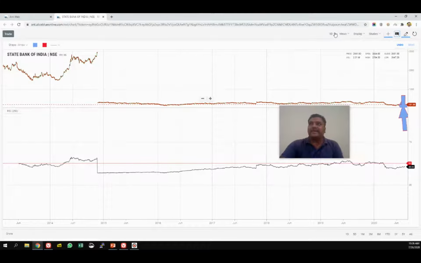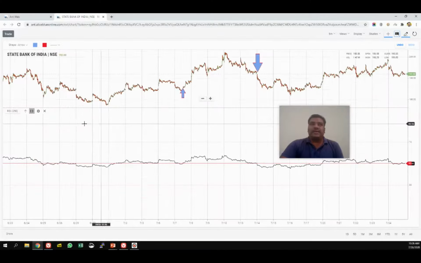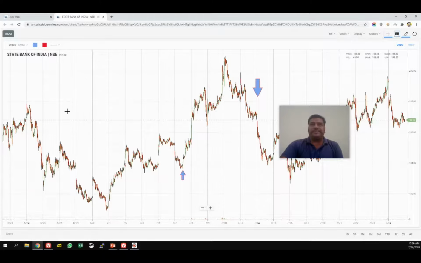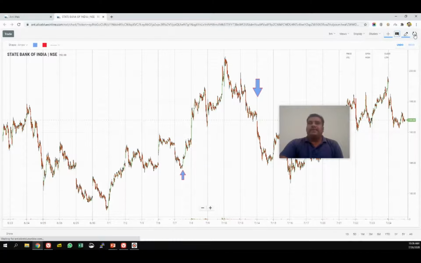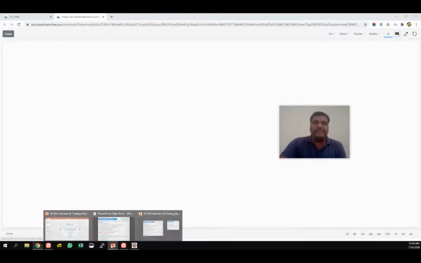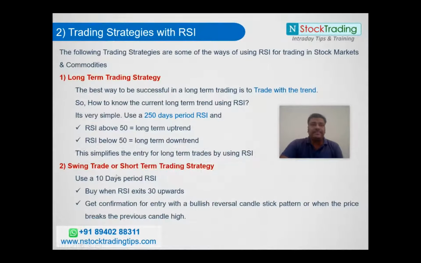Okay. Now let's get on to the next strategy. This is one strategy wherein you can use RSI for a long-term strategy. All right. So the next strategy will be a short-term trading strategy or a swing trade strategy. How do we do this? We use a 10 days period RSI.